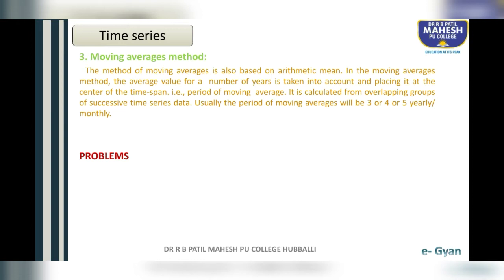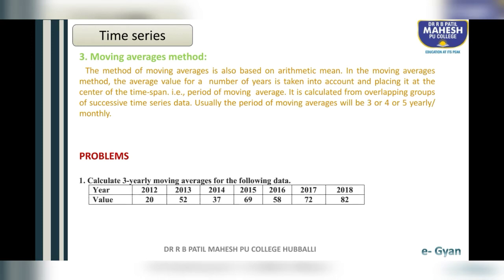For your exam we have 3 yearly, 4 yearly or 5 yearly. We have two odd numbers, that is 3 and 5, and one even number, that is 4 yearly. The calculation for an even number is different, and the calculation for an odd number is different. All three moving averages methods are very important. One question for 5 marks is compulsory in the exam, either 3 yearly, 4 yearly or 5 yearly. So let us take the first example.